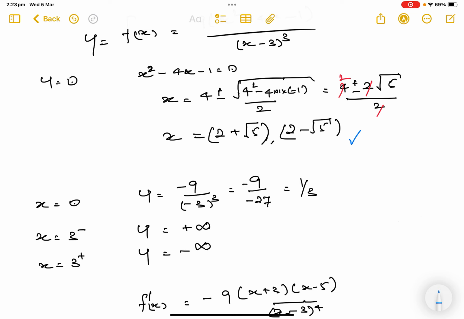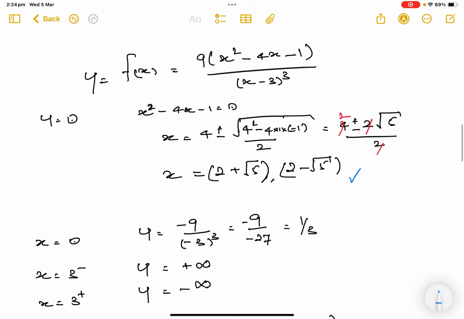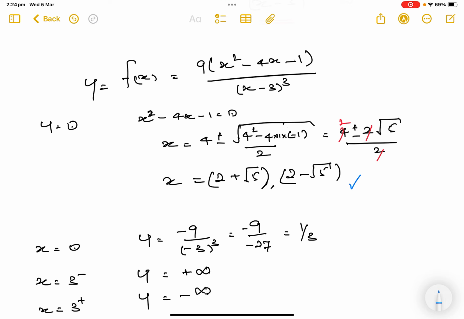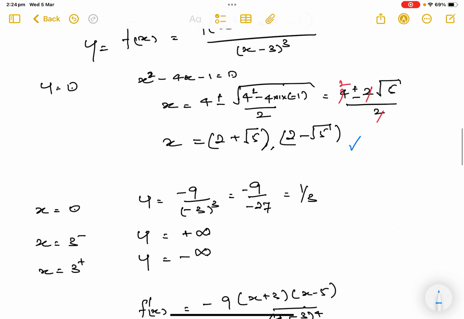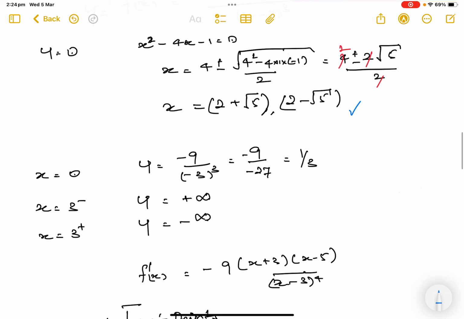Right, okay. So we found the roots of that function, or where it cuts the x-axis. So there are 2 places the graph cuts the x-axis. One is 2 plus root 5, the other one is 2 minus root 5.